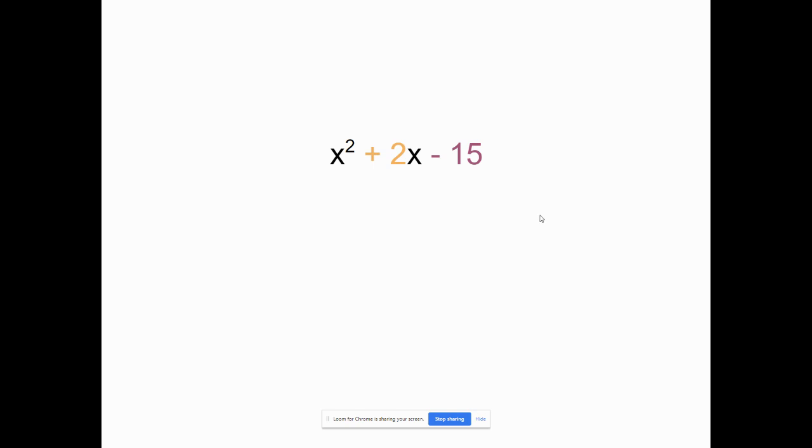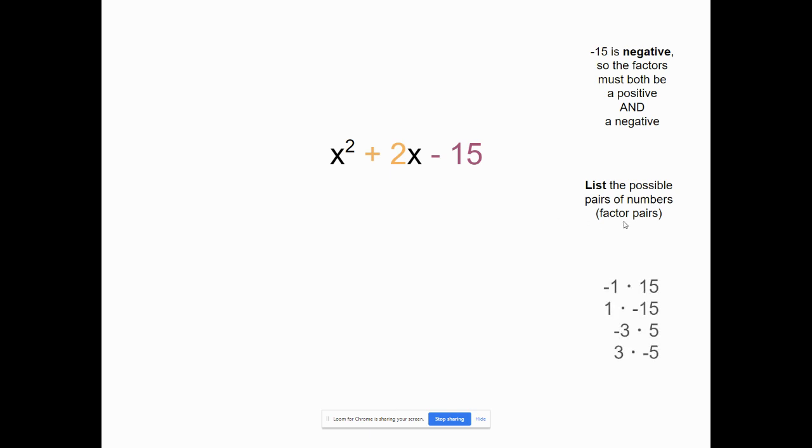Let's try this one. We start off looking at our negative 15, which is negative. So we have to have a positive factor and a negative factor. We list our possible pairs, and they are these. And in each pair we have a negative and a positive. Then we look at our positive 2 and we say, oh, this is positive. So now the positive factor has to have the greater absolute value. So we add the ones in which the positive factor has the greater absolute value.